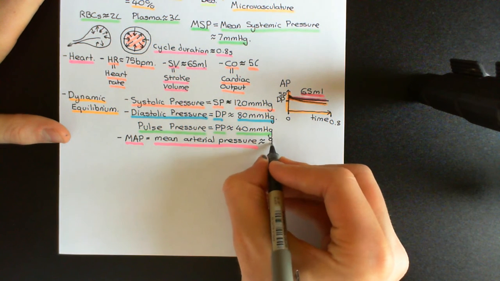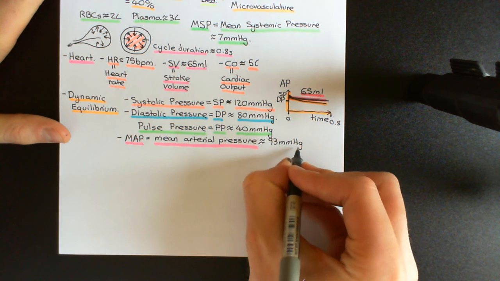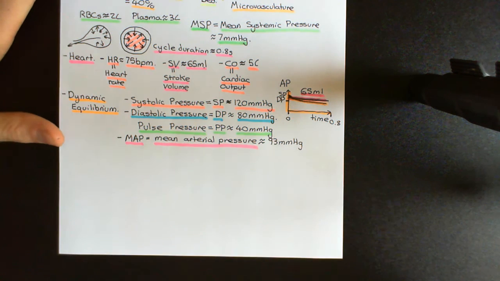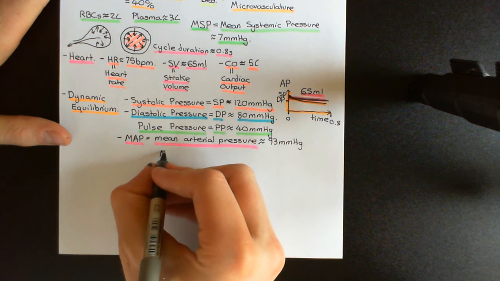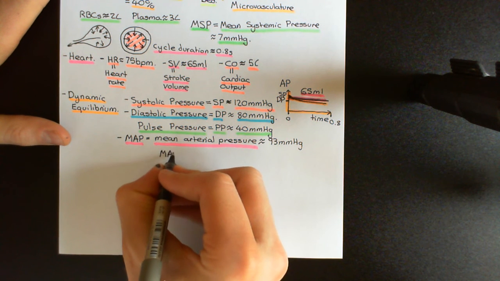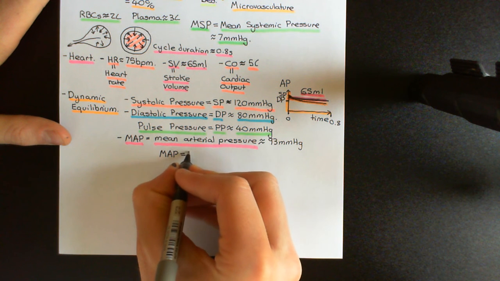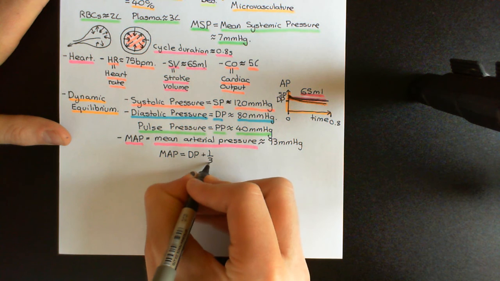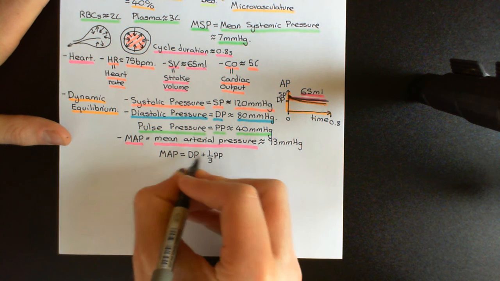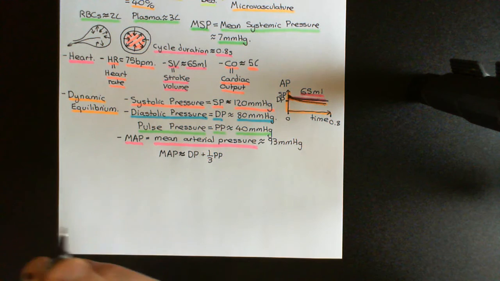It's around 93 millimeters of mercury, and I'll give you a formula in just a moment for how to work that out. In fact, right now. So, mean arterial pressure, the formula that approximately gives you it is if you take diastolic pressure and add on to it a third of pulse pressure. Now this is an approximation, this is not an exact formula.